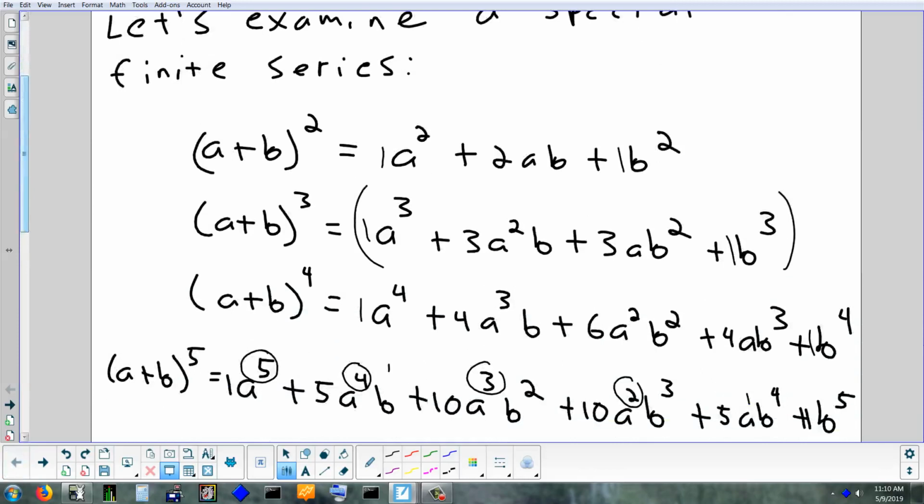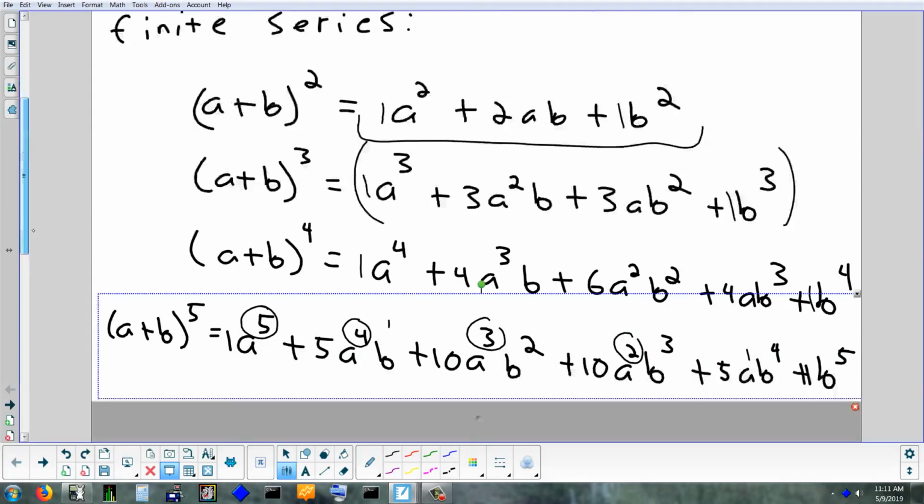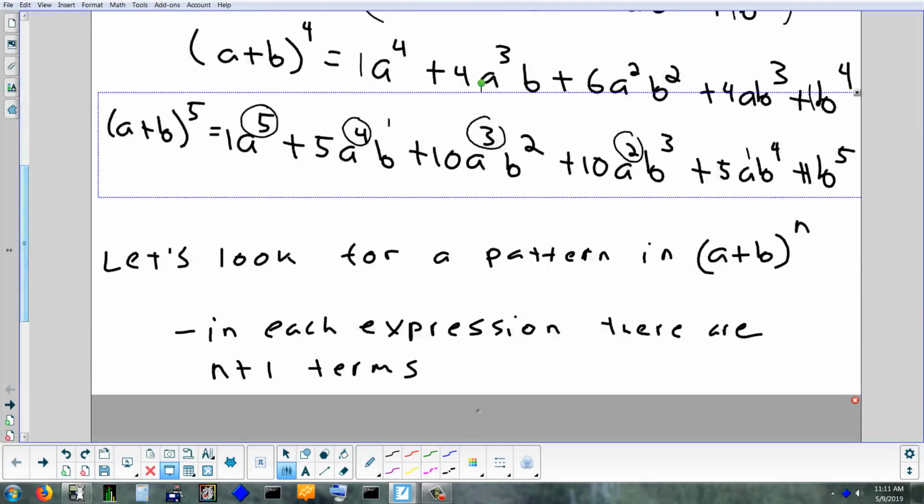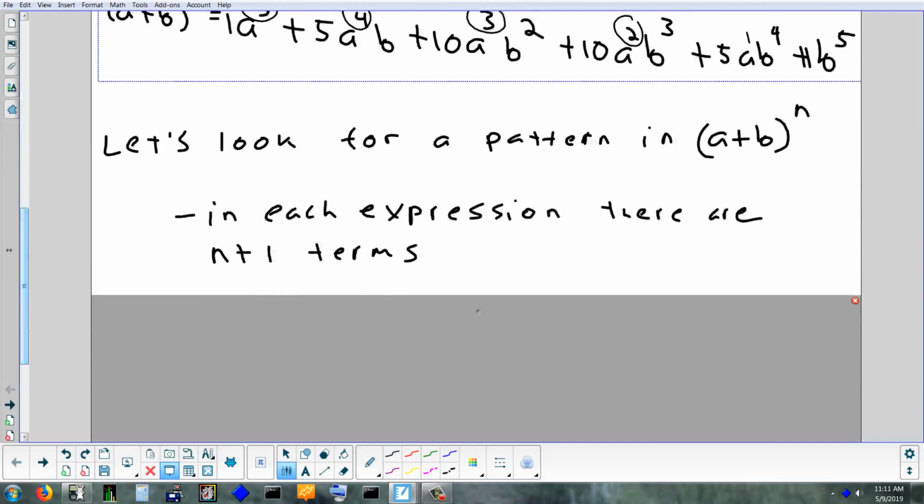When you square a binomial like this, how many terms do you get? How many terms are right here? 3. So it's always one more than the exponent. When I raise this to the 5th, there should be 6 terms there: 1, 2, 3, 4, 5, 6. So that's another pattern. I think we've pretty much mentioned all of them. In each expression, there are n plus 1 terms, one more than the exponent. We just said that one.